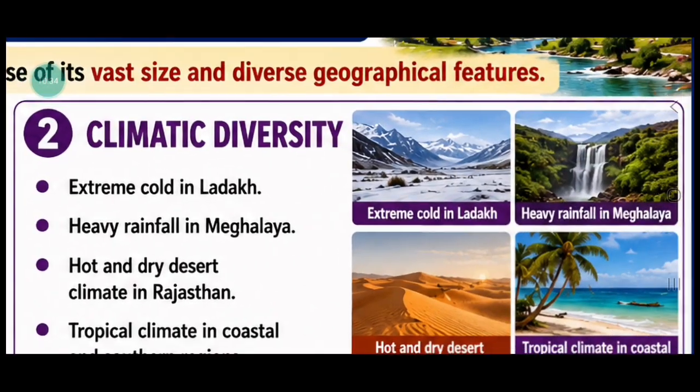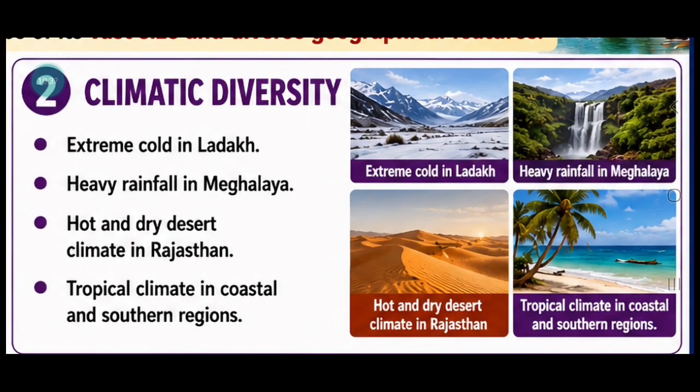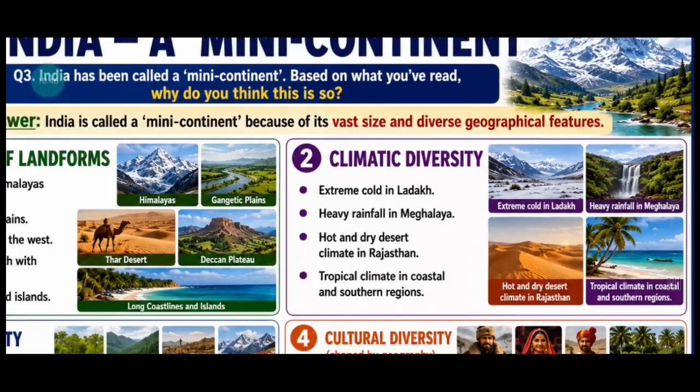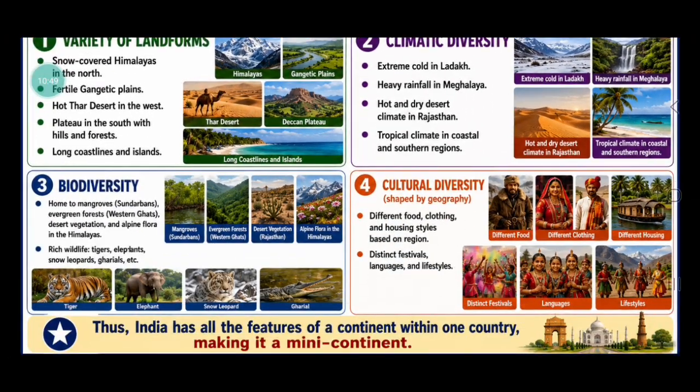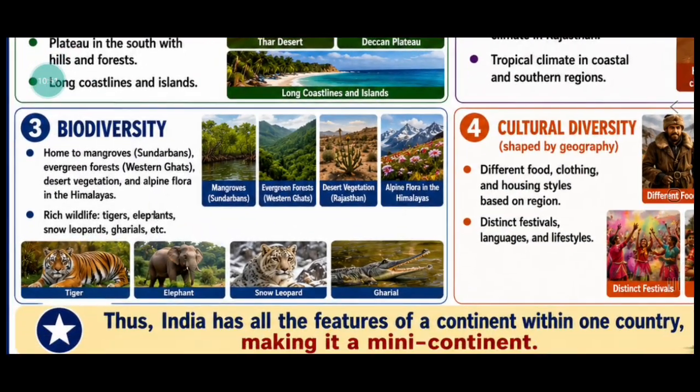And in the second point, the images are there, you can see extreme cold in Ladakh, heavy rainfall in Meghalaya, hot dry desert in Rajasthan, and tropical climate in coastal and southern regions, right? Now let's come to point number 3, biodiversity.